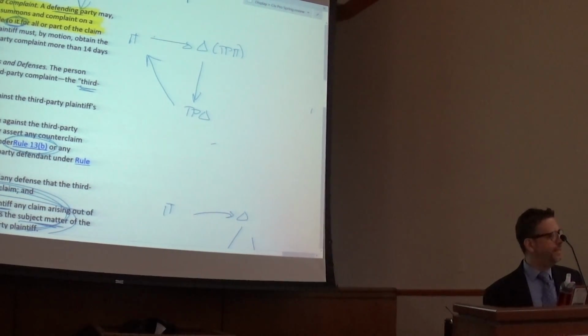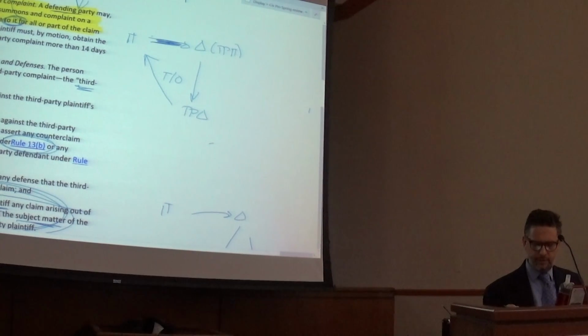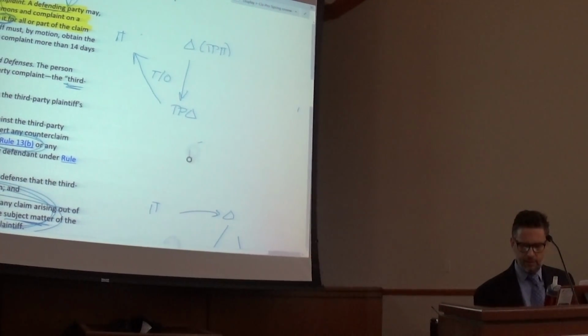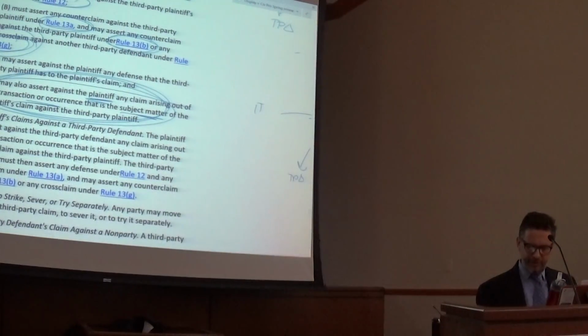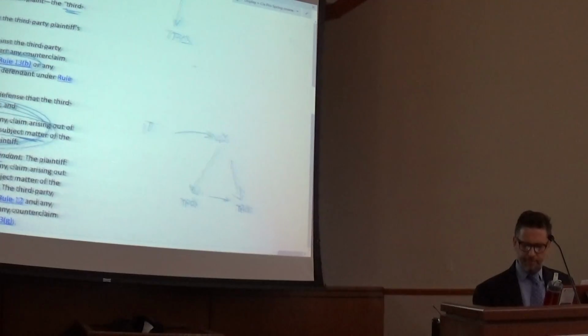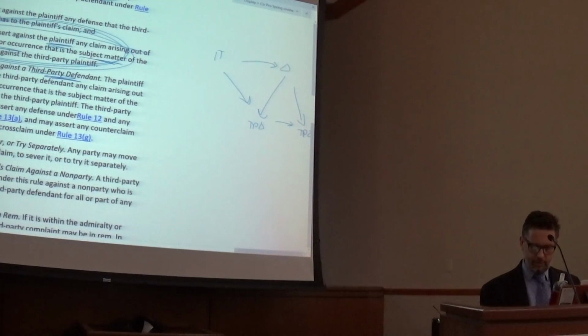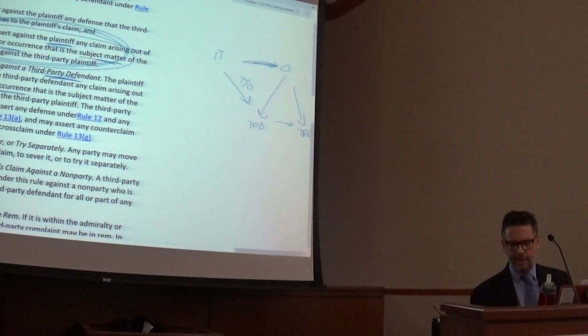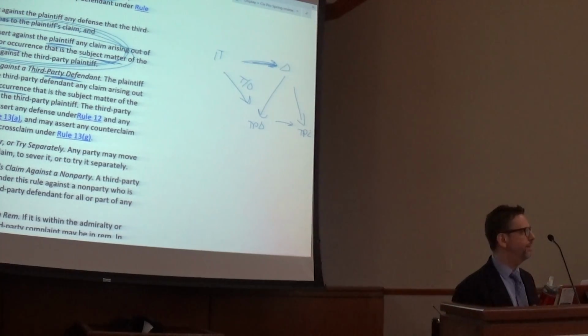A claim can run from the third-party defendant to the plaintiff, but it's got to be the same transaction or occurrence as the original claim, right? Equally so, the plaintiff can sue the third-party defendant, and that's that same transaction or occurrence standard. Same transaction or occurrence as the original claim. That's okay too.